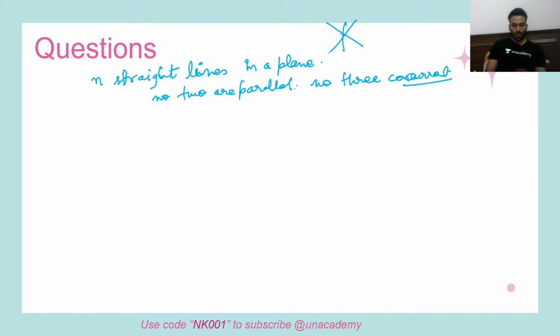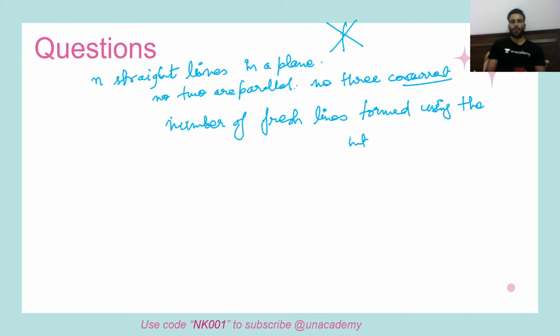Their points of intersection are joined. Whatever intersection points they made, now those points are being joined. Now we have to show that the total number of fresh lines thus introduced, the number of fresh lines formed using the intersection points. Okay, so this is the question. Come on guys, let's find out. Yes, it was very easy actually. Let's solve this question.